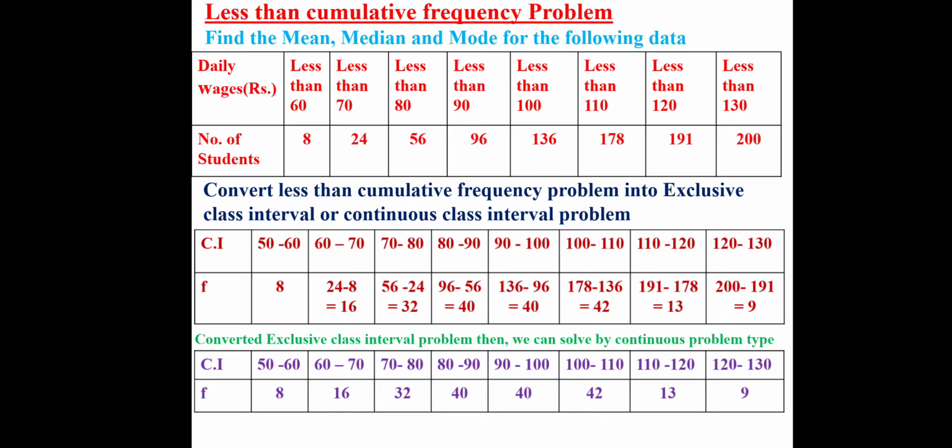So we can write the complete table in the normal continuous frequency distribution format: 50 to 60, 8; 60 to 70, 16; 70 to 80, 32; 80 to 90, 40; 90 to 100, 40; 100 to 110, 42; 110 to 120, 13; 120 to 130, 9. So in this problem, you have to convert it. The less than cumulative problem is converted into exclusive continuous interval format, and then we can continue with the normal method of solving the problem.